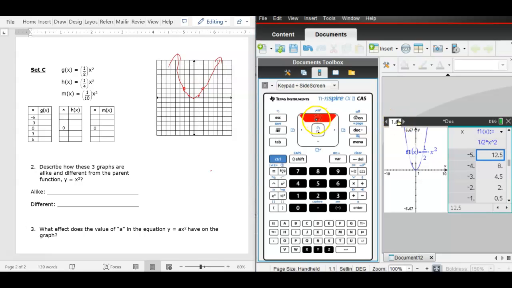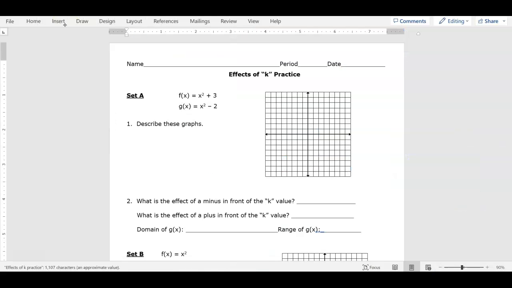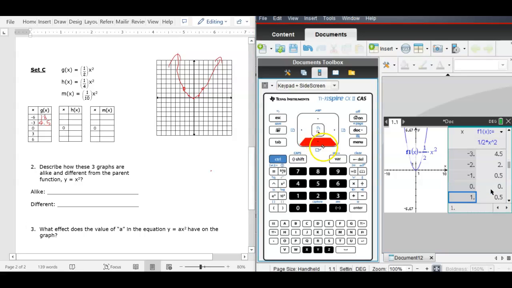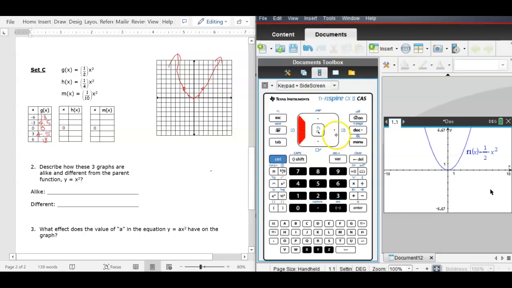Now I need, for the table, negative 6 is 18. Negative 3 is 4.5. Okay, you got 0, 0, 3, 4.5, and then 6, 18. Okay, the h of x is 1/4 x squared, so I'm going to hit Control T to get rid of that. Tab. Okay, so 1, Control, divide, 4, go to the right, x squared.